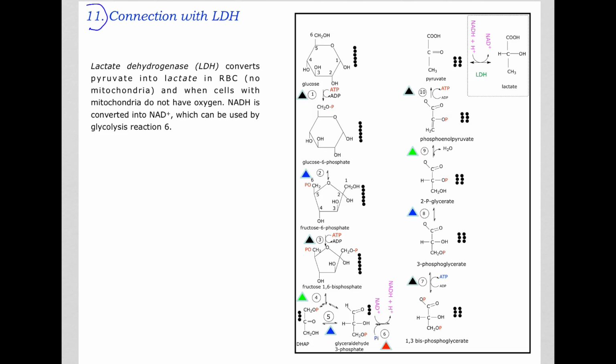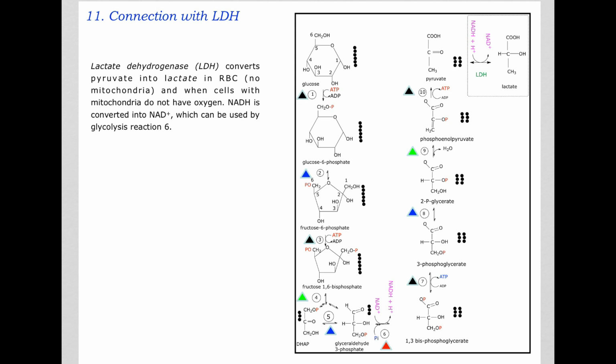Point number 11, another important aspect of glycolysis, is the connection of glycolysis with the enzyme lactate dehydrogenase, or LDH. This reaction catalyzed by LDH converts pyruvate to lactate, or the other way around, lactate to pyruvate. This enzyme is not part of glycolysis, so this reaction is not part of glycolysis. It's a separate reaction, but it's closely associated with glycolysis. So why is this LDH reaction important?